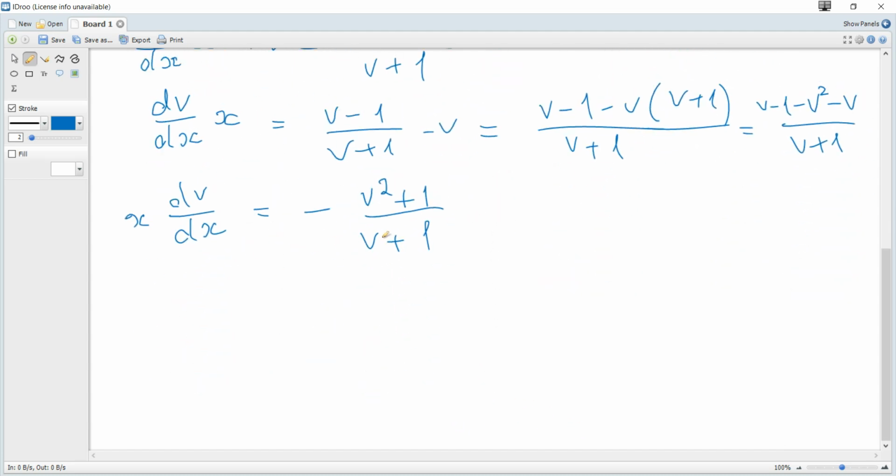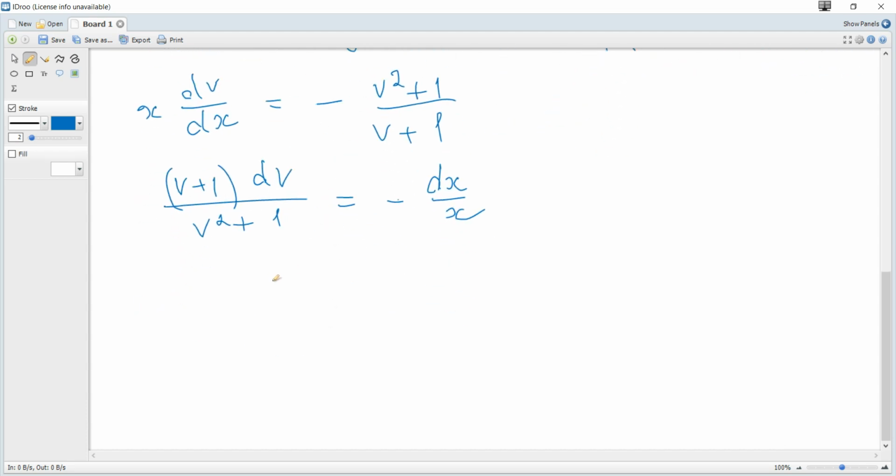And we move, just as proportion or cross multiplication or something like that, or multiply both sides by v plus 1 and divide by v squared plus 1 and divide by x, so it becomes v plus 1 dv over v squared plus 1 equals minus dx over x. The minus may be here or maybe on the left hand side, it doesn't matter. And then we integrate both sides.